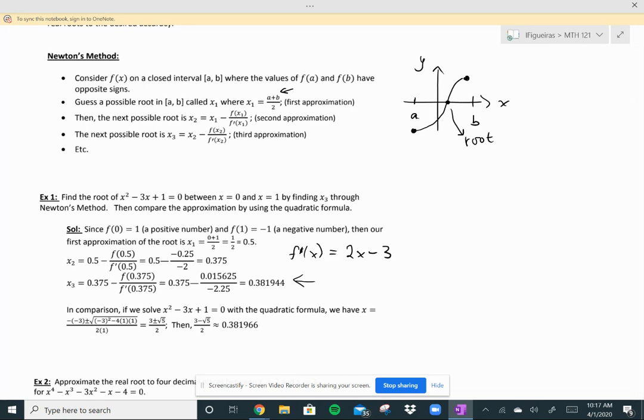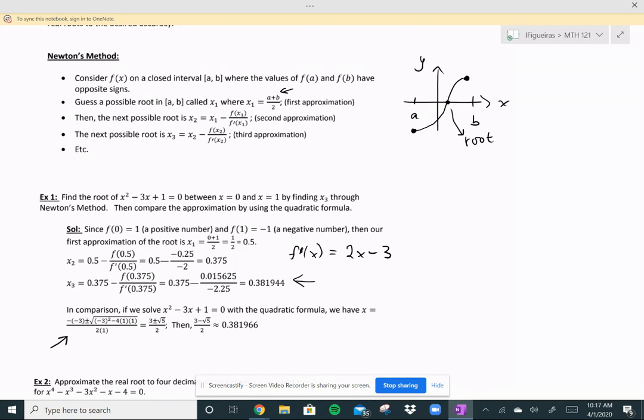Okay, so let's compare that answer, the one that we got with Newton's method, to what we would get if we use the quadratic formula. So if we plug in to the quadratic formula, that's -3 plus or minus -3 squared minus 4 times 1, divided by 2 times 1. And that gives us 3 plus or minus root 5 over 2. Okay, so 3 plus root 5 over 2, that's outside of the interval from 0 to 1, but 3 minus root 5 over 2, that's within the interval.